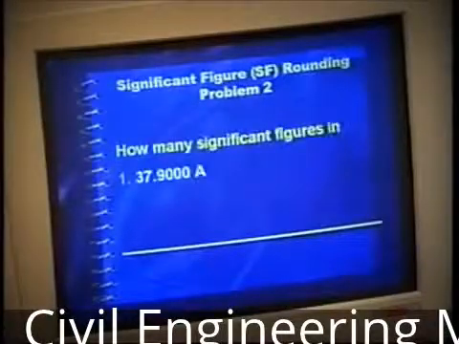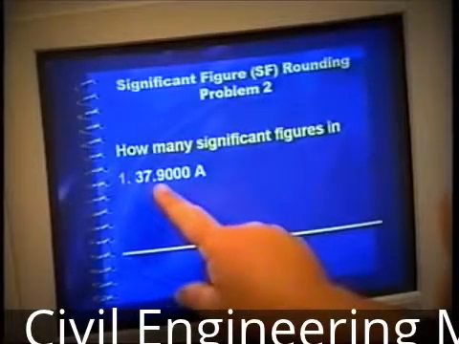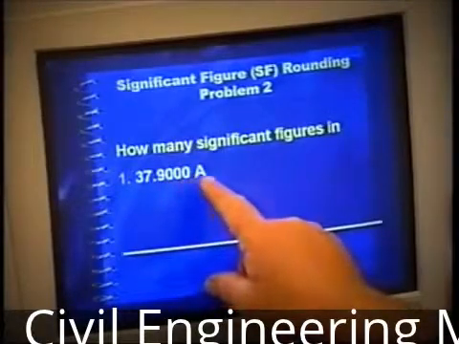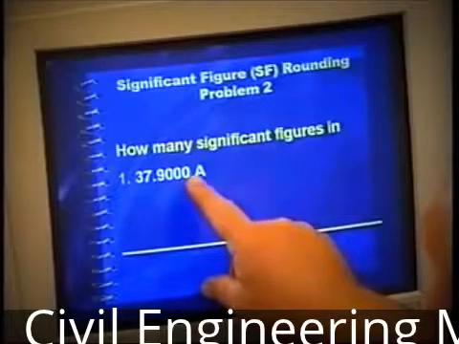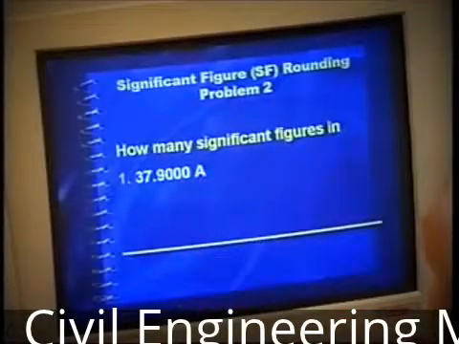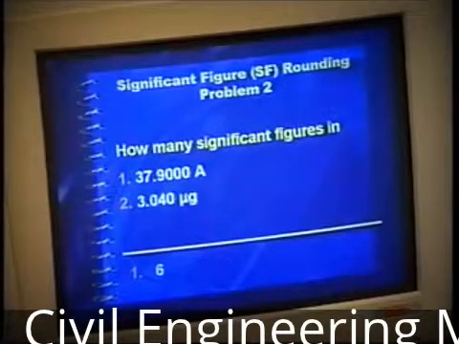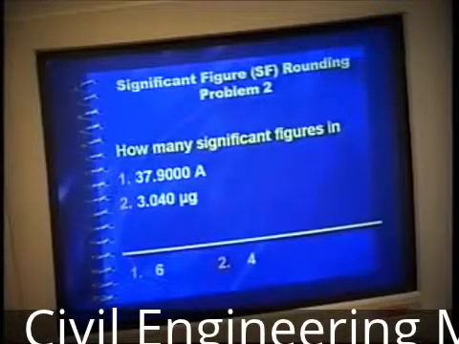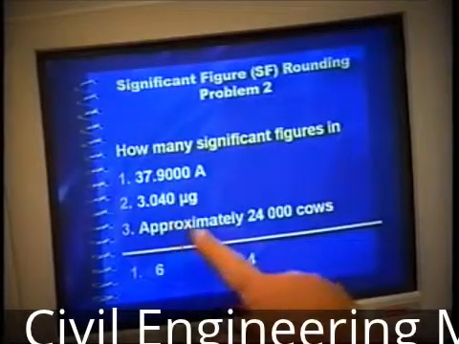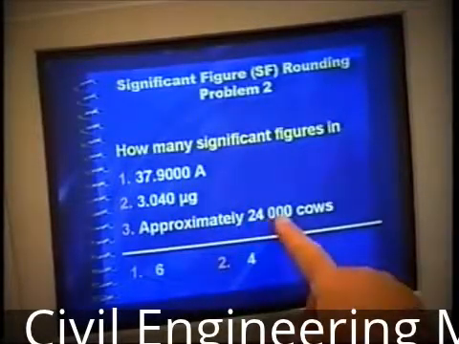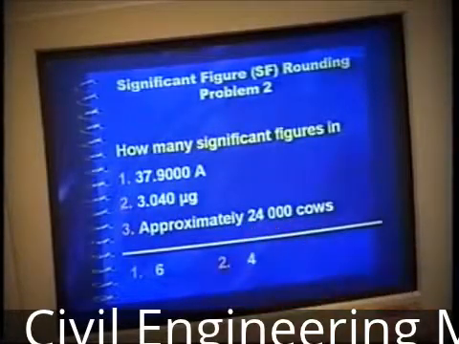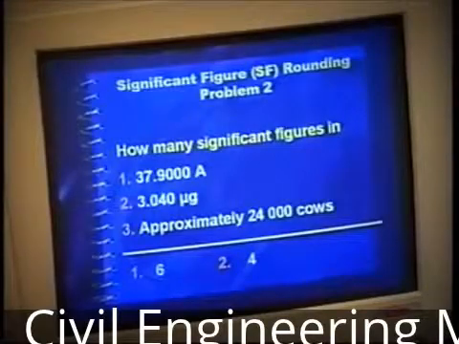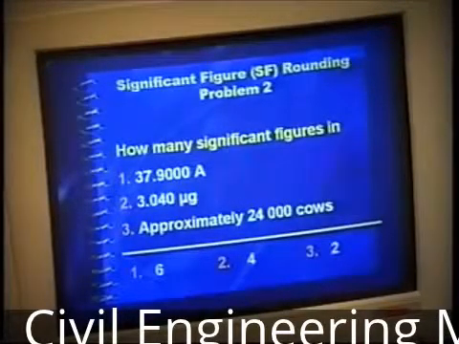Let's have a look at another example. How many significant figures in 37.9000 amperes? Those zeros at the end indicate an accuracy, and they are counted, and there are 6 significant figures there. In the next problem, we've got again those zeros involved. All of those are significant, so we should have 4 as an answer. But when it talks about approximations, then we only have 2, because that number really is rounded there. We've got 24,000 rounded, and so there are only 2 significant figures in that. You can see you really need your book to study this particular topic. Very difficult, actually, significant figures.